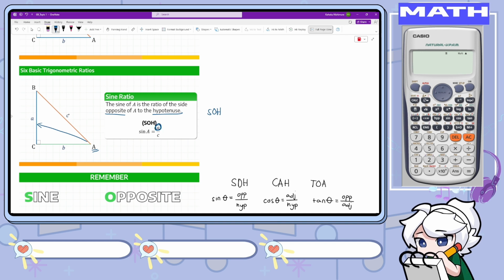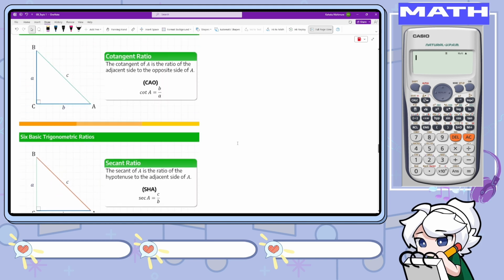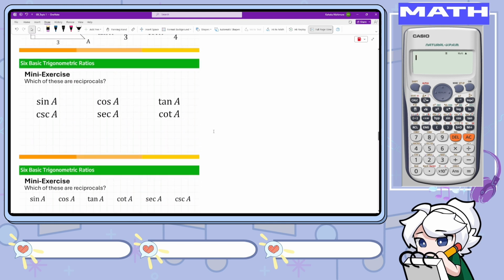And the hypotenuse is going to be C, like what we have here. That's corresponding to SOH-CAH-TOA. Same goes for the other one. So I just summarize it briefly here. And as I said earlier, here are the reciprocals of the following. Sine is reciprocal with cosecant, cosine is reciprocal with secant, and tangent is reciprocal with cotangent.